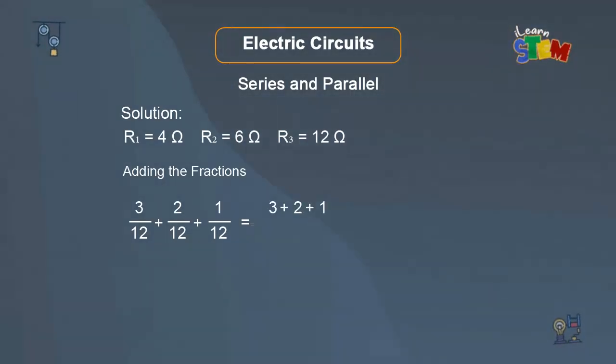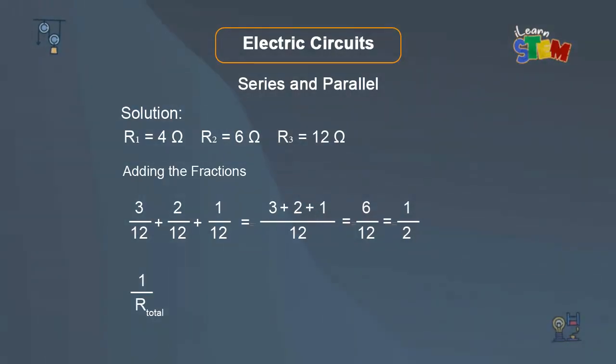That is 3 plus 2 plus 1 all over 12 equals 6 over 12. So 6 over 12 simplifies to 1 over 2. So 1 over R total is 1 over 2, then we cross multiply, and that means R total equals 2 ohms. Therefore, the total resistance in parallel is 2 ohms. Remember, in a series circuit, resistances add up, but in a parallel circuit, the total resistance becomes smaller.